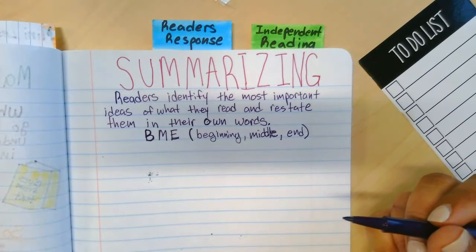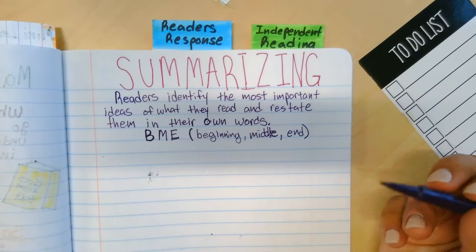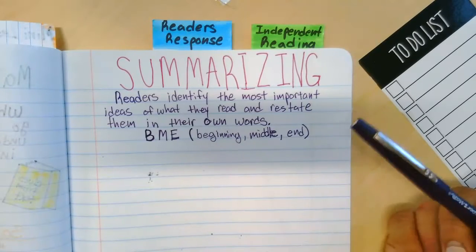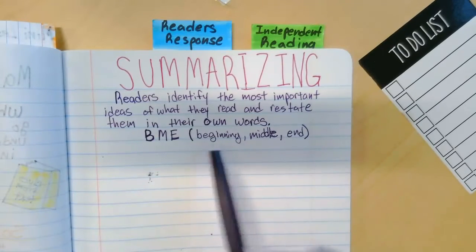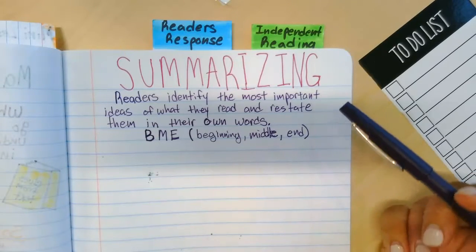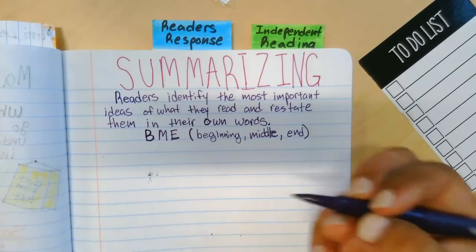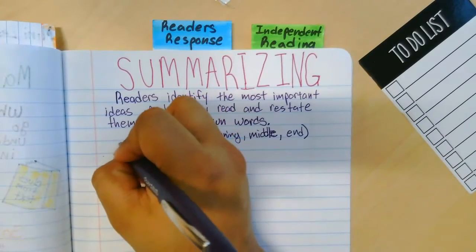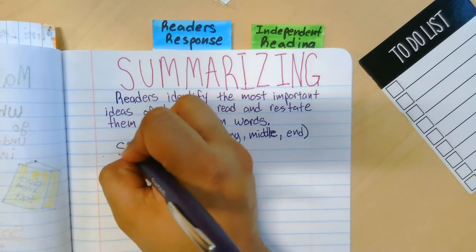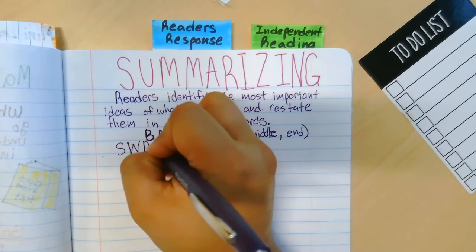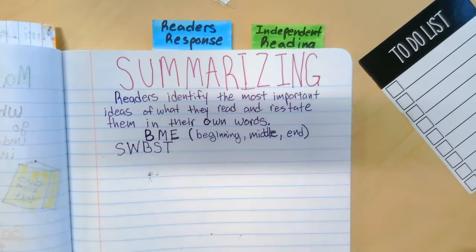Whenever you're summarizing with beginning, middle, end, you try to get the most important ideas from the beginning, the most important ideas from the middle, and the most important ideas from the end. Now I'm going to give you another acronym. It's S, W, B, S, T. You're still writing in all capital letters. S, W, B, S, T.